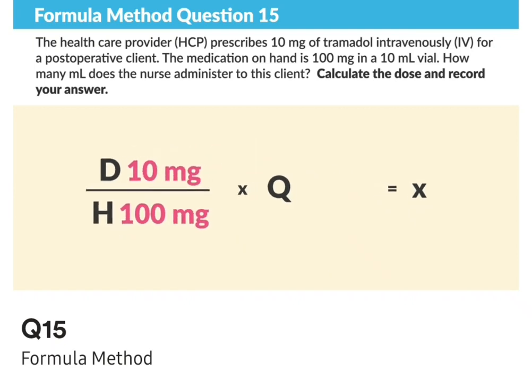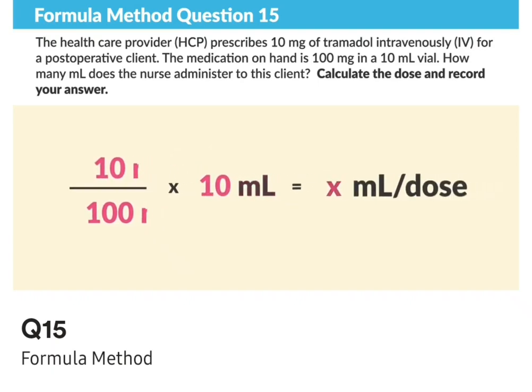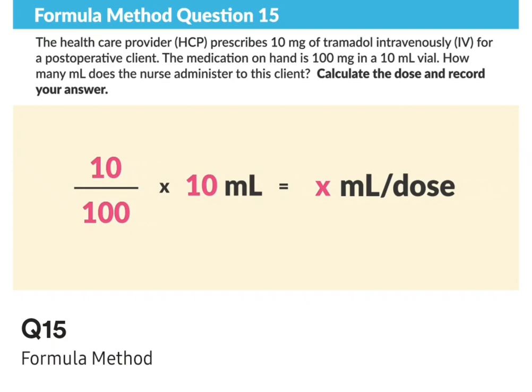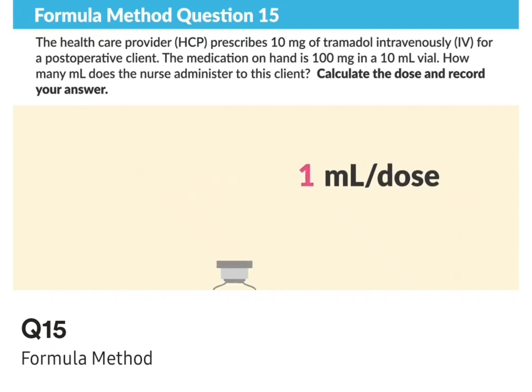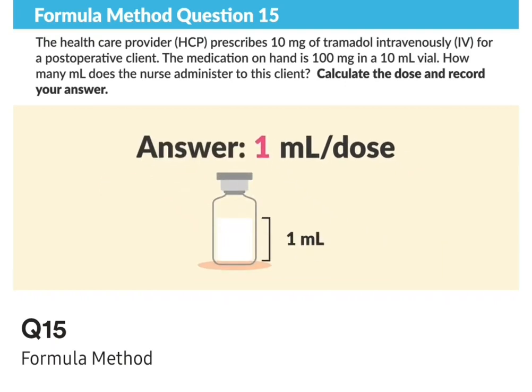Let's move on to Q. Q is the quantity, right? So we have 10 milliliters. So the formula should look like this. D over H, so the D is 10, the H is 100, times the quantity is 10 mLs. So 10 over 100 is 0.1 after we divide it. And 0.1 times 10 is 1 mL per dose. So the correct answer is 1 mL per dose.